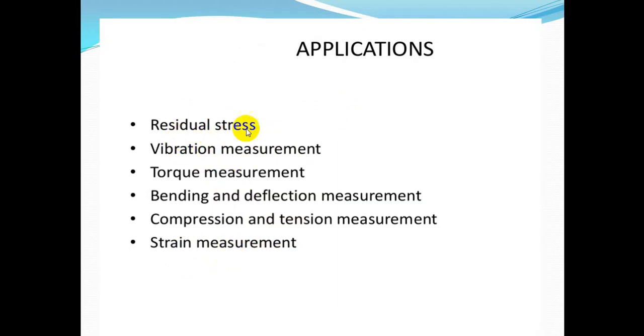Applications. These are used in many applications: to estimate residual stress, in vibration measurement and torque measurement, bending and deflection measurement, compression and tension measurement, and in strain measurement. Here we are measuring the strain.